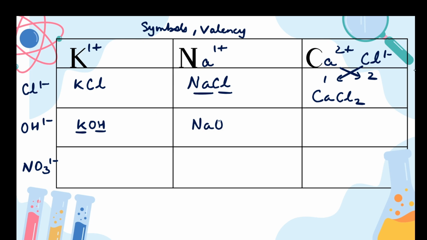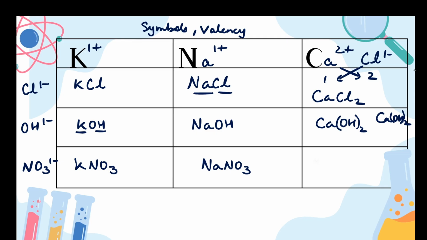Until and unless you learn it properly, you will not be able to write the chemical formula. Sodium hydroxide is NaOH. Calcium hydroxide, how will we write? We will write the radical within brackets. Don't leave it like this; always place a bracket enclosing the radicals. Then potassium nitrate will be KNO3, sodium nitrate will be NaNO3, and calcium nitrate will be Ca(NO3)2, with the bracket and 2. So here we can see that 9 chemical formulas we were able to write by using this tabular method.